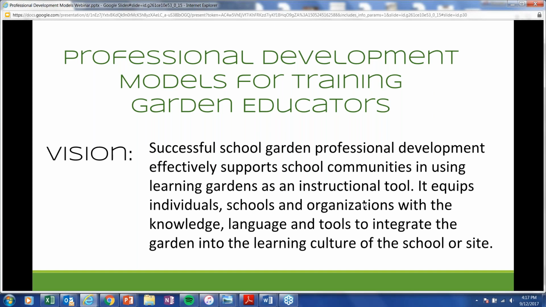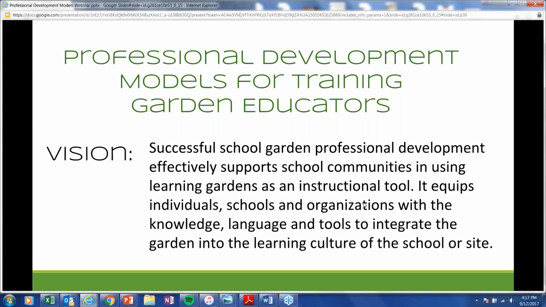an instructional tool. And that we would work with the stakeholders, the individuals at that school, whether it was a single teacher all the way to the school level to organizations, to put everything together and make sure that that garden, that outdoor classroom could be truly integrated into the learning culture of the school. And that professional development should support that in happening. And I'm sure many of you would agree that that's easier said than done.